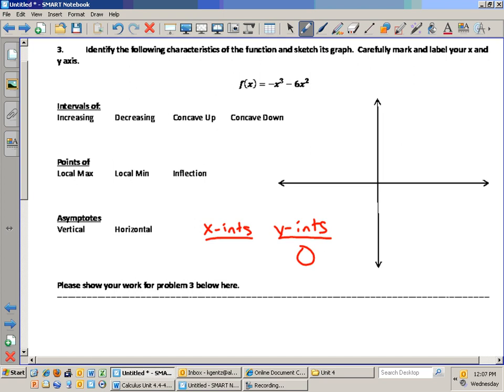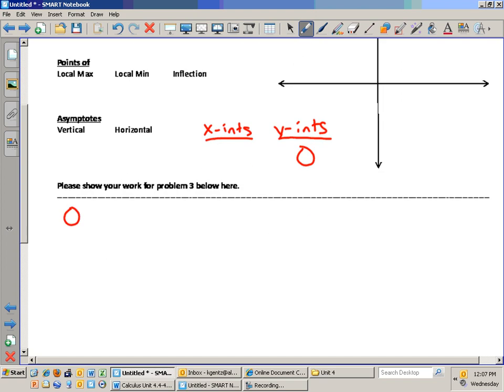How would I find x-intercepts? I set it equal to 0. 0 equals negative x to the third minus 6x squared. Factor out a negative x squared. 0 equals negative x squared times x plus 6. Looks like I have a double root at 0. So 0, 0, and negative 6.